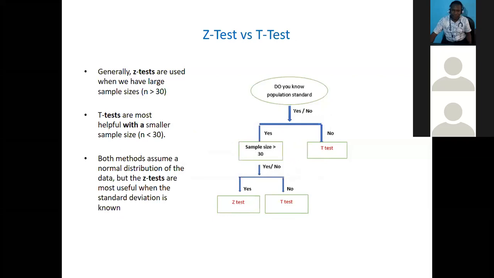Generally, Z tests are used when we have a large sample size, that is, when the sample size is greater than 30. That is when the degrees of freedom are around 30 or more, because we are talking of degrees of freedom as n-1. I think we are not going to be talking about that here, because that is rudimentary.